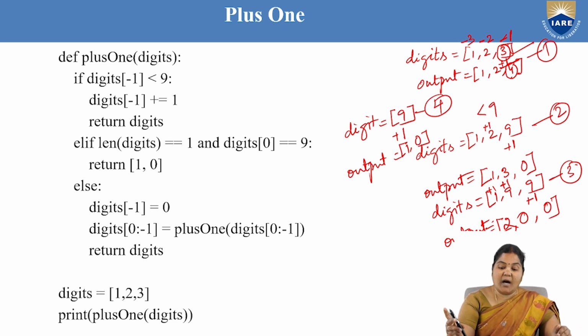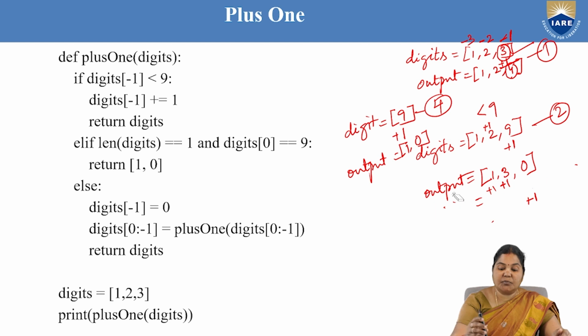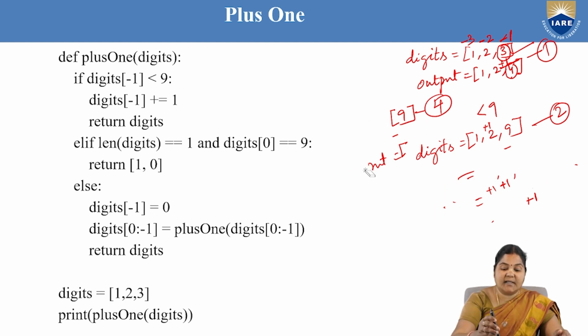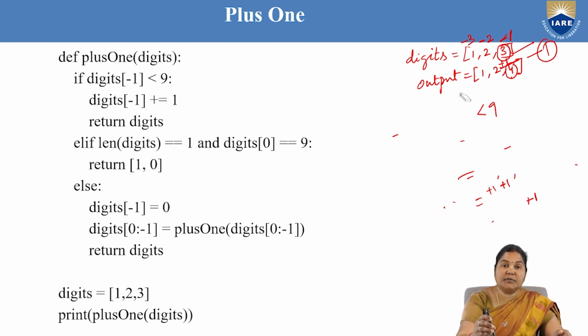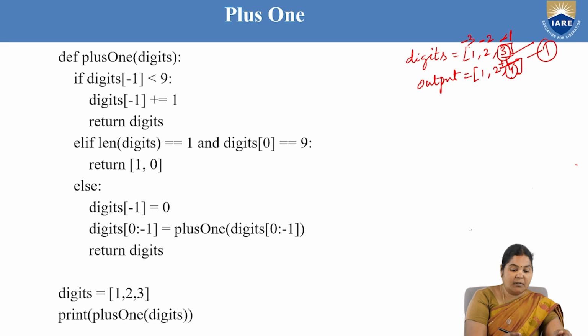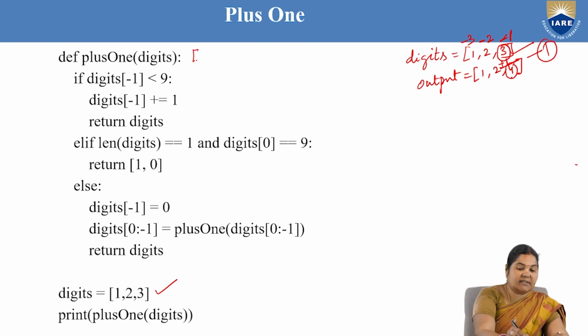So I need to satisfy all the test cases through my program. Right? So how to solve this problem and how to write recursive code for this, let us try to understand through each test case. Now what is my first test case? Suppose my input is in the form of 1, 2, 3. I am calling a function called plusOne and passing the digits array. So my digits array contains 1, 2, 3.